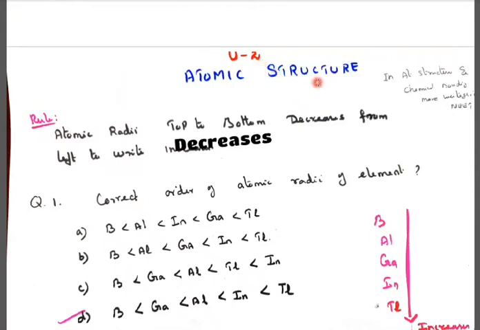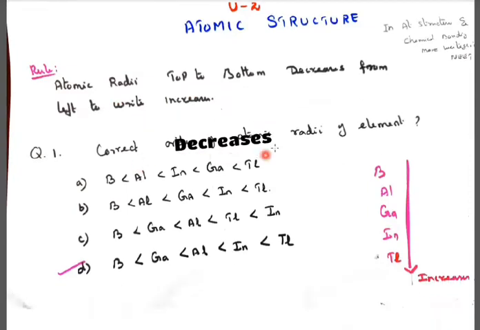Unit 2, atomic structure. Most probably in Unit 2 as well as Unit 4, atomic structure and chemical bonding, the maximum number of weightages will be asked in the NEET exam. First, let us see the atomic radii. The rule of atomic radii: from top to bottom it increases, but from left to right in a particular period it decreases. For example, the correct order of the atomic radii of the elements.